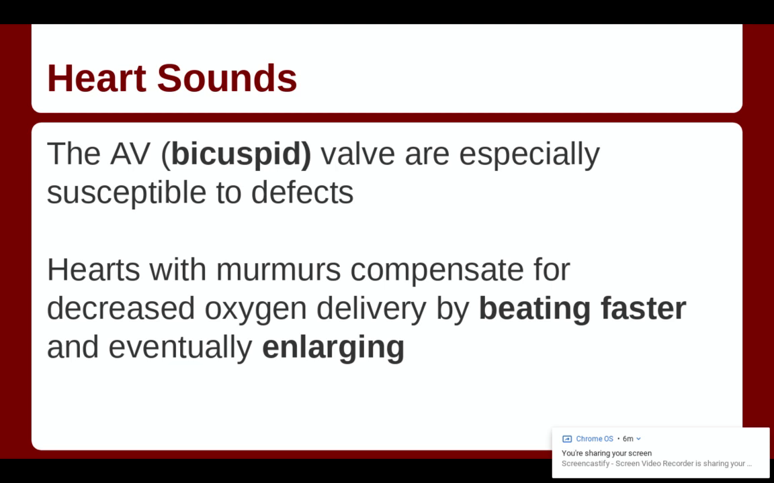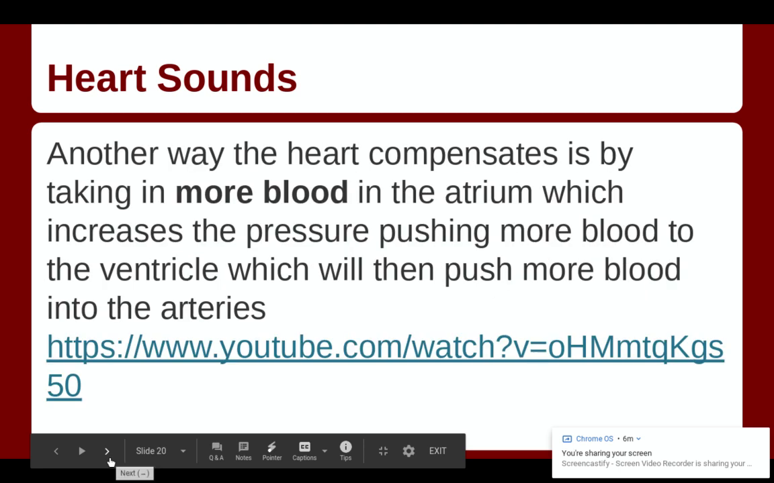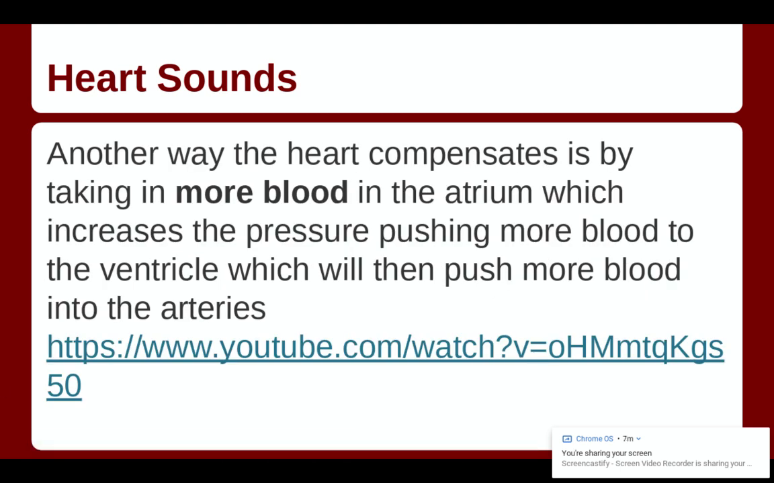So hearts with murmurs compensate for decreased oxygen delivery by beating faster, which again, as with any muscle, the more you work it, the bigger it gets, so the muscle actually enlarges. Okay, another way the heart compensates is by taking in more blood in the atrium, which increases the pressure, pushing more blood to the ventricle, which then pushes more blood into the arteries.